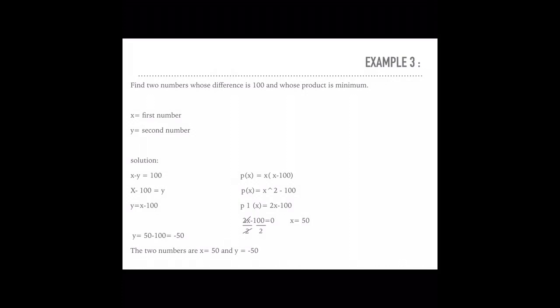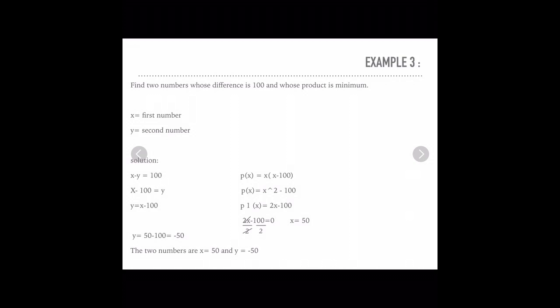Pwede na po natin malaman sino si y. So nakuha na natin kasi si x. So isa-substitute na natin siya sa equation number 1. So equation number 1, y equals to x minus 100, diba? So, si x, papalitan na natin ng 50. So, 50 minus 100 equals to negative 50. So, the two numbers are x equals to 50 and y equals to negative 50.